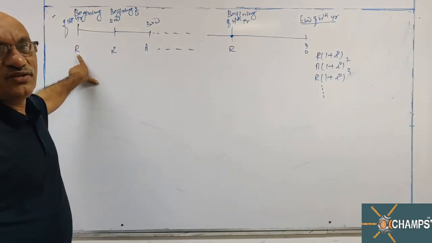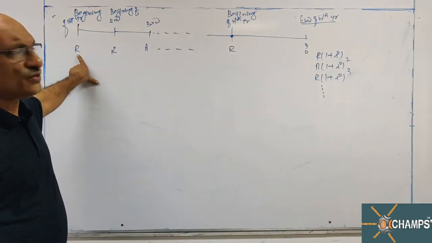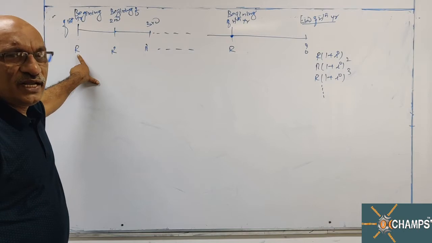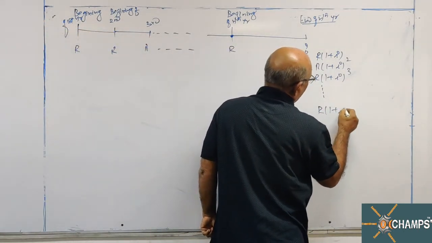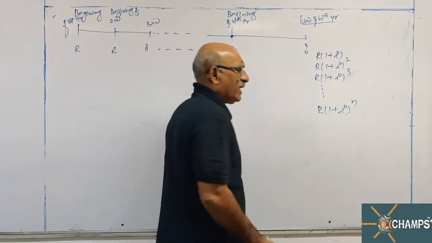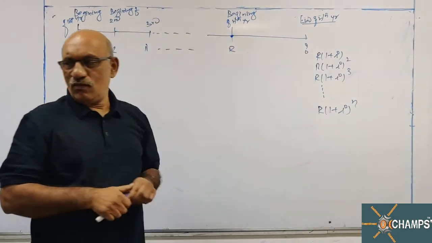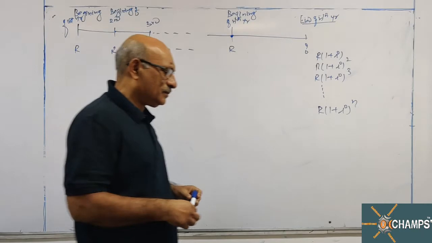This first payment is in the bank for full-fledged n years. So this is R into 1 plus I whole power n.